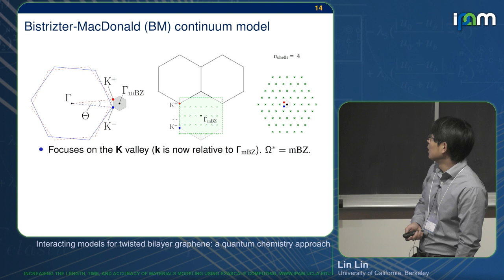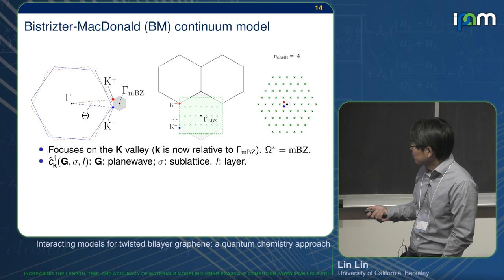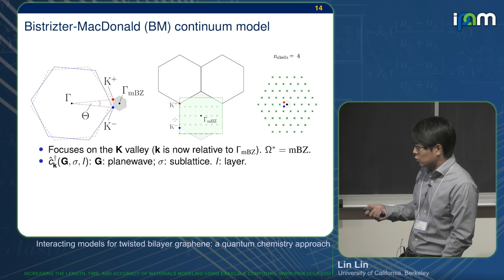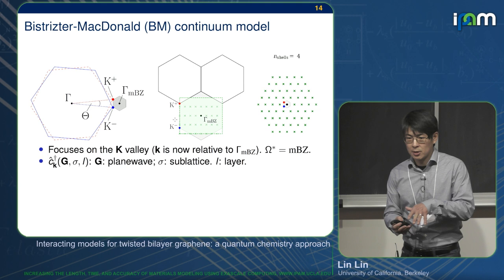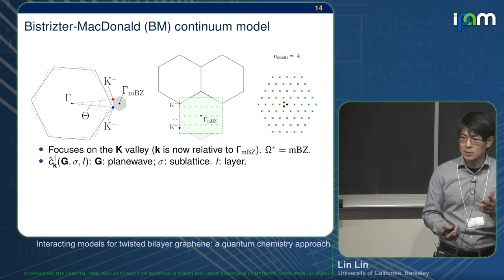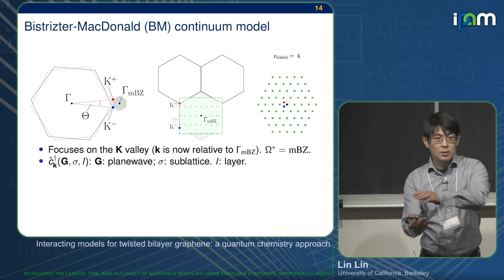So for each of these G points, you can assign a creation operator, C dagger K, with three internal indices. G is the plane wave index, sigma is the sublattice index, because you start from a honeycomb lattice, which has A and B sites, so that's the sigma. Layer is L, that is the top and the bottom. So this is the setup of the primitive basis.